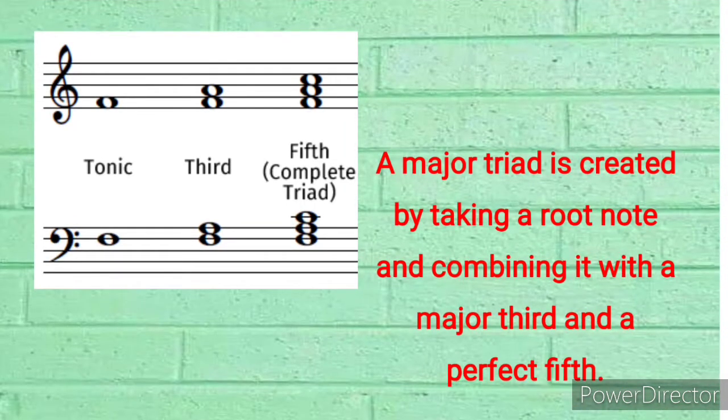A major triad is created by taking a root note and combining it with a major third and a perfect fifth. Now, if you look at this diagram to the left side of this slide, you see that we have the tonic. It's just a single note. Then we took the tonic to the middle part of it and added a third. So we have moved a third. Then we also moved it again to the third part of it and we added a fifth. And that is called a perfect fifth. So the 3 notes of a triad, they are the root, the major third, and the perfect fifth.